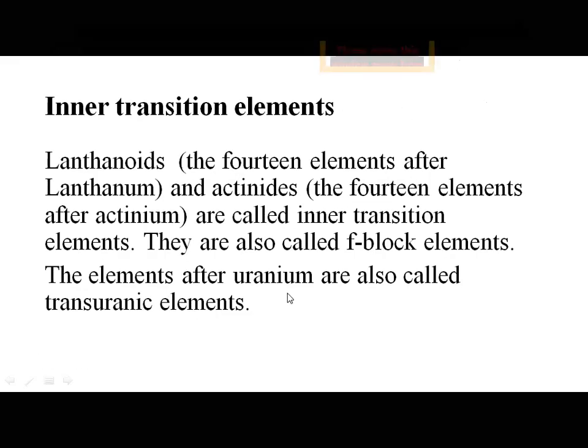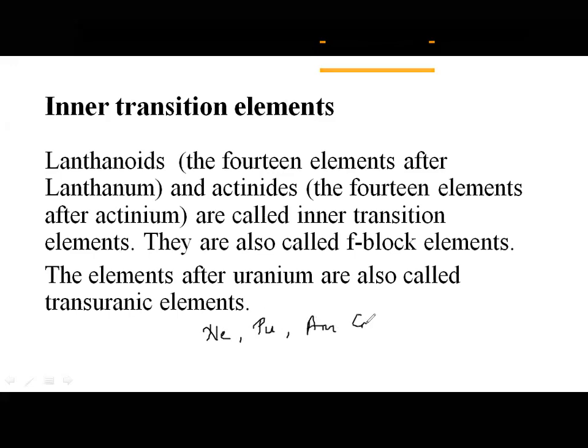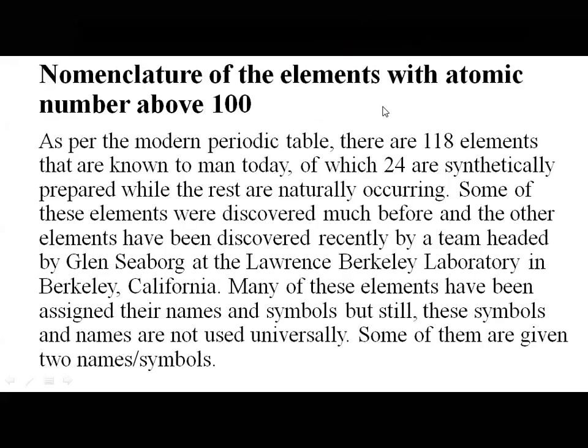And the elements after uranium are also called transuranic elements. That means they have the behavior of uranium, so they are called transuranic elements. If you look at the periodic table, examples of transuranic elements are neptunium, plutonium, americium, californium, berkelium. These are all called transuranic elements, which are present in actinoids.